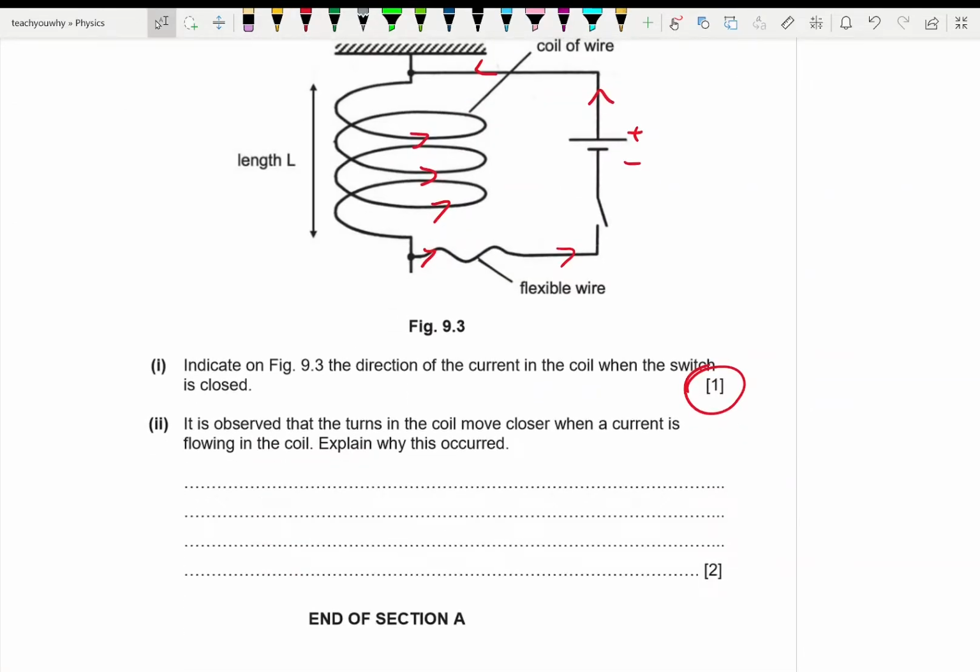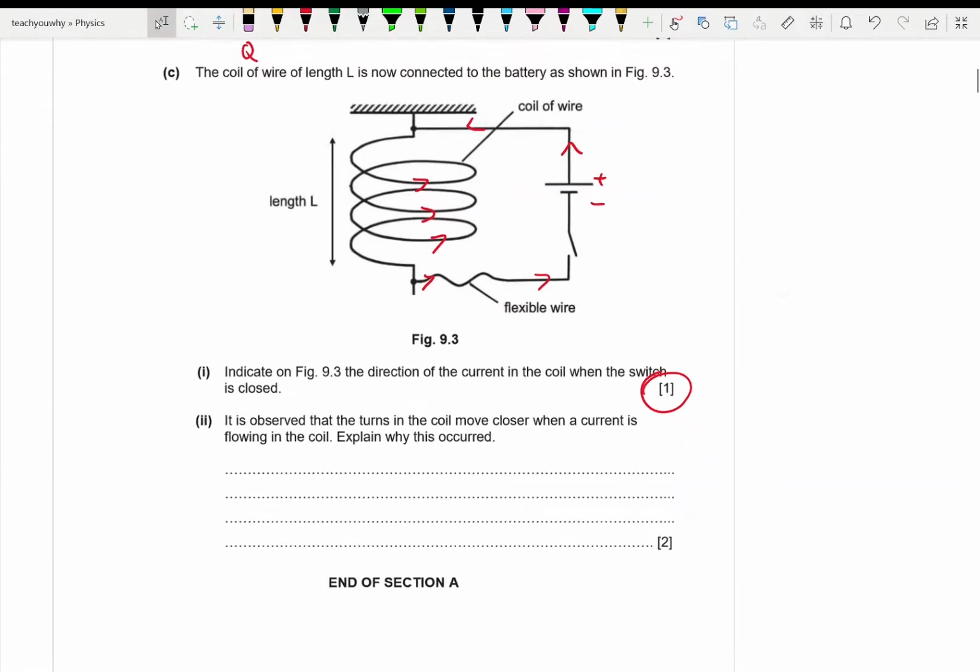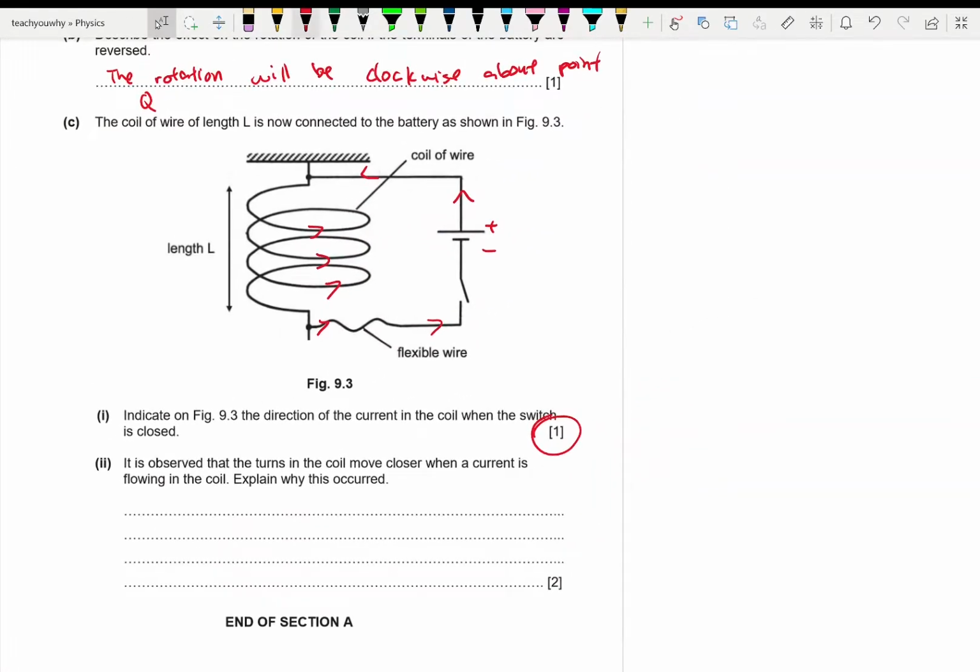It is observed that turns in the coil move closer when current is flowing through. Explain why this occurs. So now again, we need to talk about this. Why do they move closer together? Perhaps you may even learn this current.